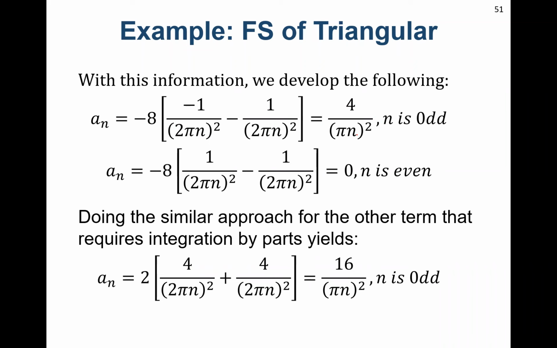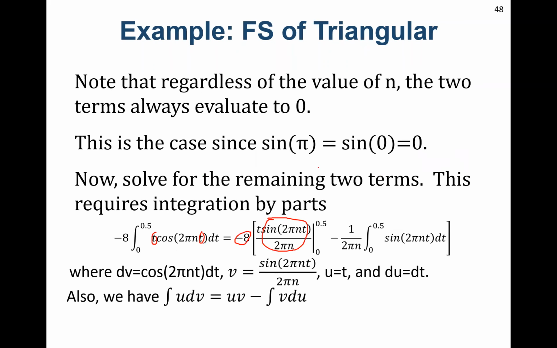And a sub n only exists and is only equal to 4 over pi n squared when n is an odd number. If n is an even number, so if this is an even harmonic, it's always equal to 0. It never exists.